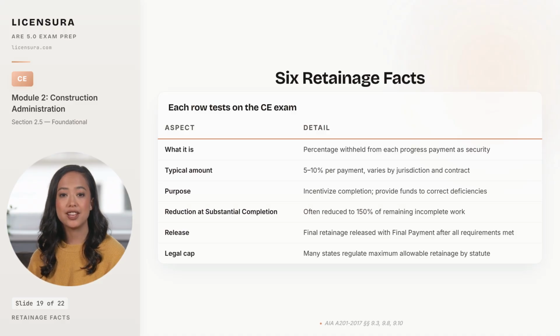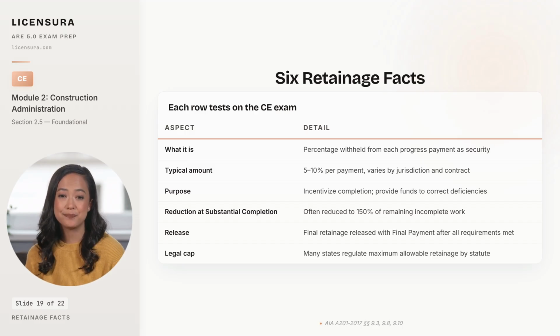Third, the purpose is two-sided. It incentivizes the contractor to complete the work, and it provides the owner with funds to correct deficiencies if the contractor fails. Fourth, reduction at substantial completion is common. Many contracts reduce retainage at that milestone to 150% of the value of remaining incomplete work, which rewards the contractor for reaching the milestone while still preserving the owner's hold on the punch list and closeout items. Fifth, final retainage is released with the final payment, only after all contract requirements have been fulfilled, including punch list completion, final documentation, and warranty information.